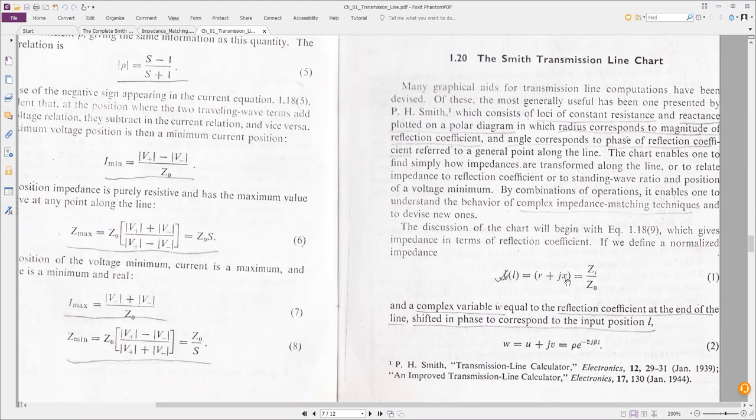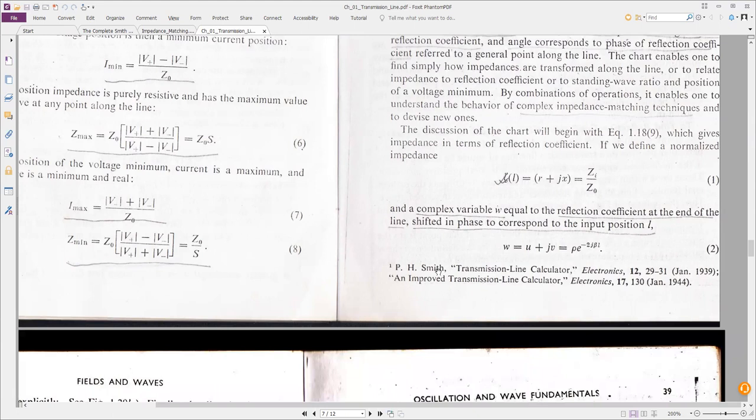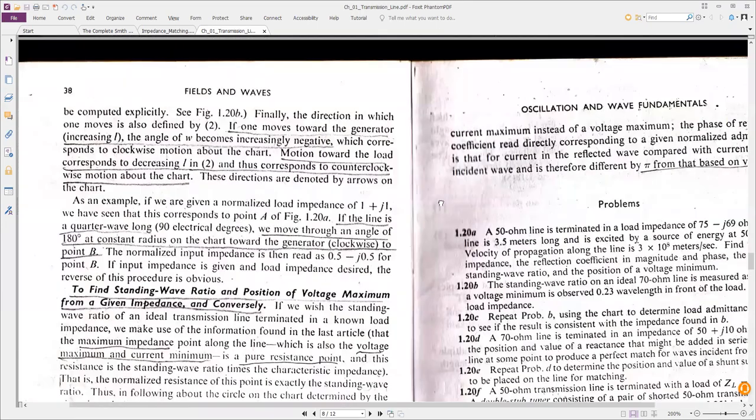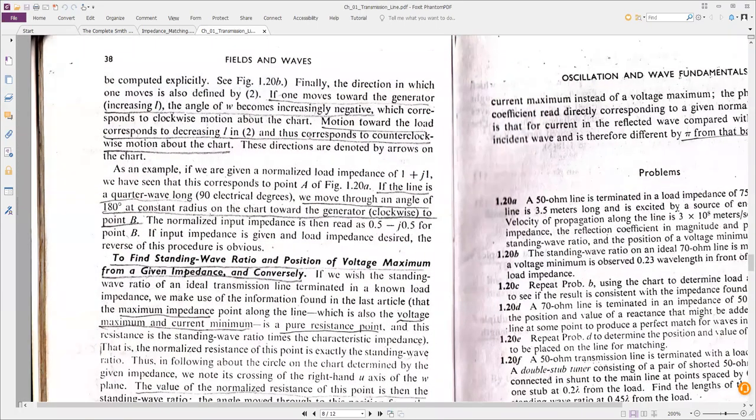Now look here, R plus jX. R plus jX. The complex variable W is equal to the reflection coefficient. Okay, what about the Smith chart? The transmission line calculator, 1939 and 1944.